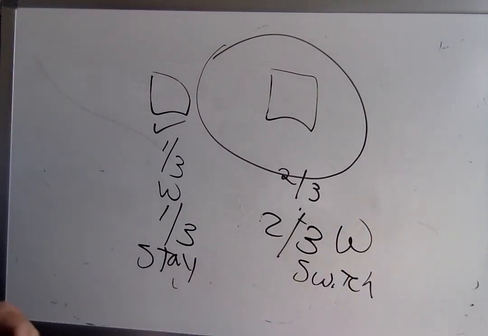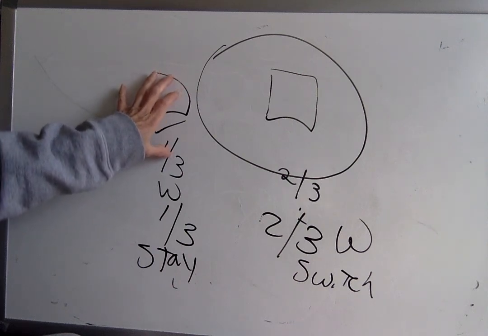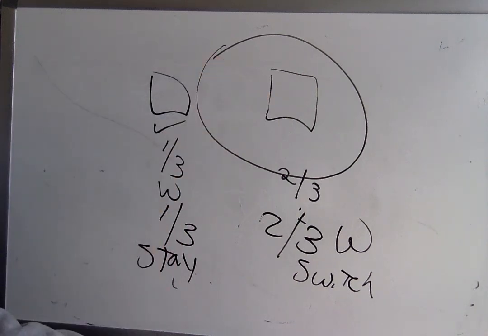Because probabilities have to add to 1. 1/3 and 2/3. So here's my 1/3 chance of winning if I stay, 2/3 chance of winning if I switch. This is a conditional probability. There weren't 2 doors at the beginning. There were 3. He just helped me out.